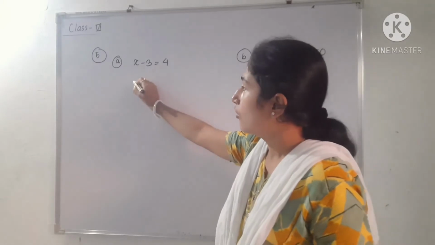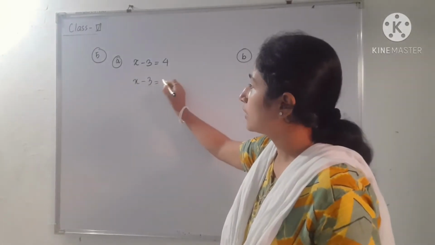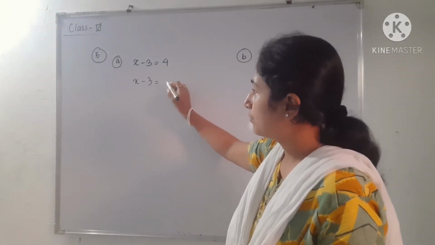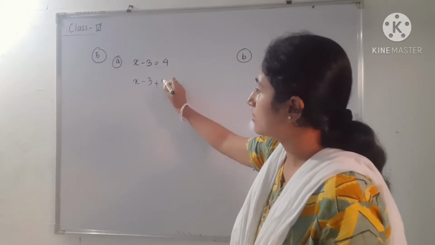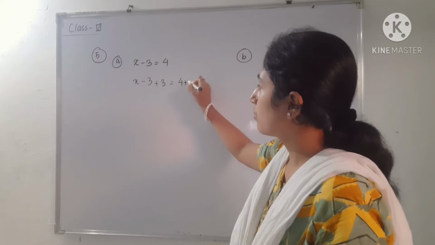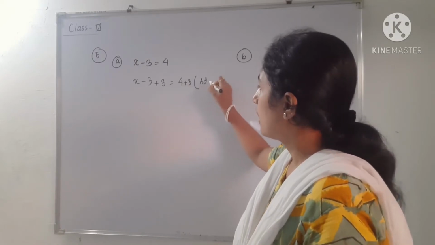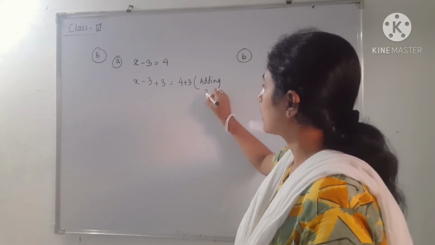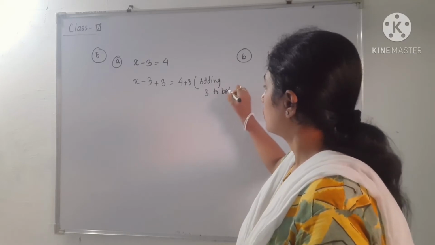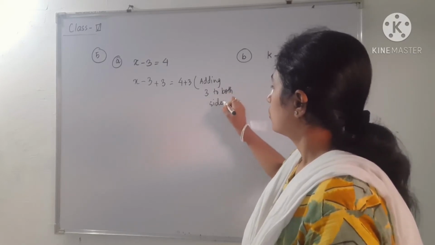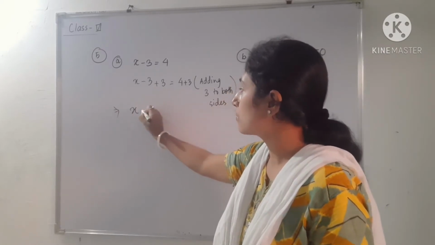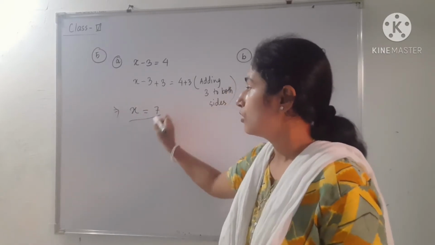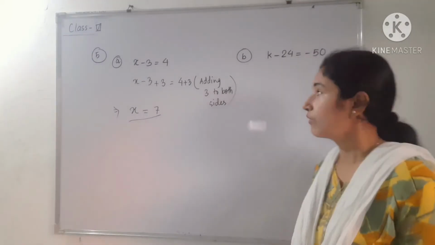So for that we will add 3 to both sides. Okay, so this will become how much? X minus 3 plus 3, and this will be 4 plus 3. So in bracket you have to write adding 3 to both sides. Okay, so minus 3 plus 3 will get cancelled, or you can say it will become 0. So this will be x and you will get 7. So the value of x is equal to 7.